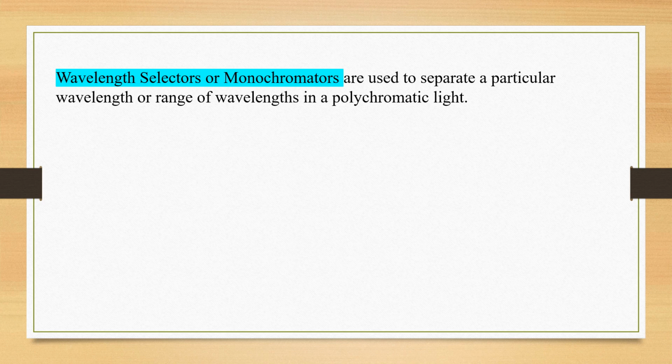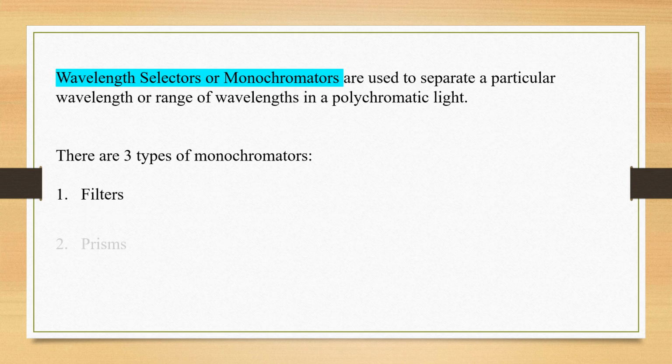There are three types of wavelength selectors or monochromators. They are filters, prisms, and gratings. First, we will study about filters.